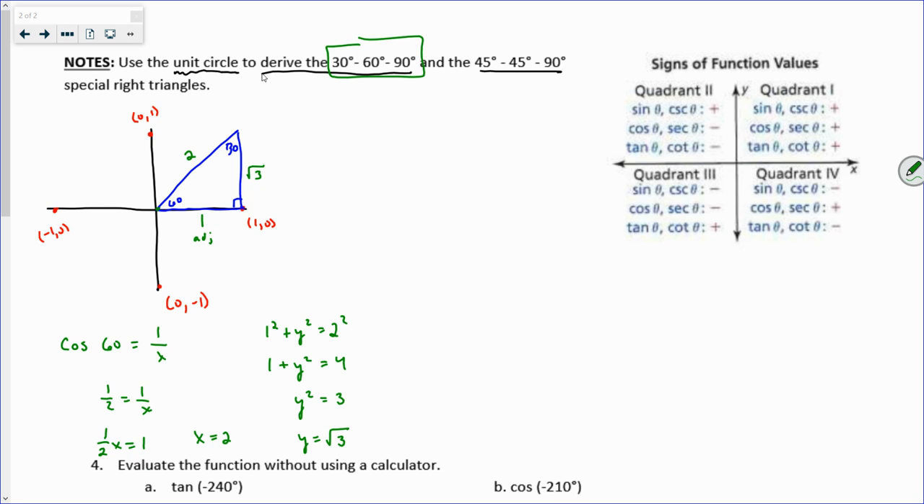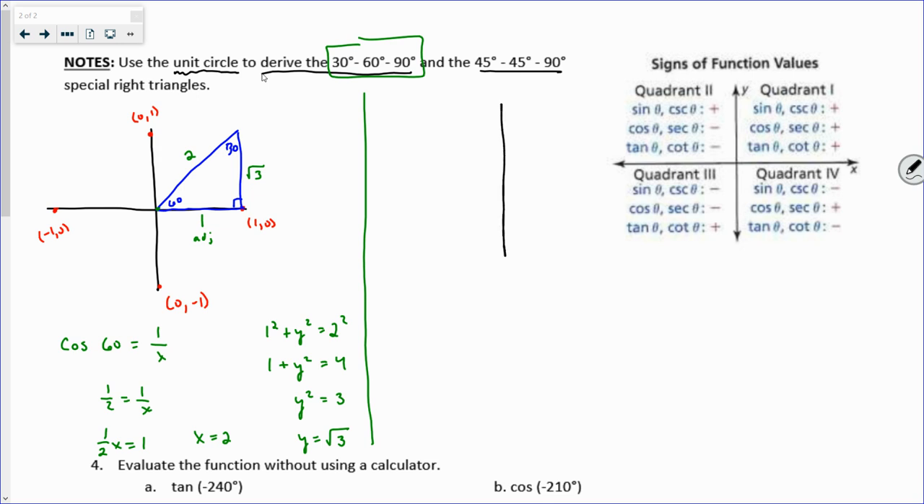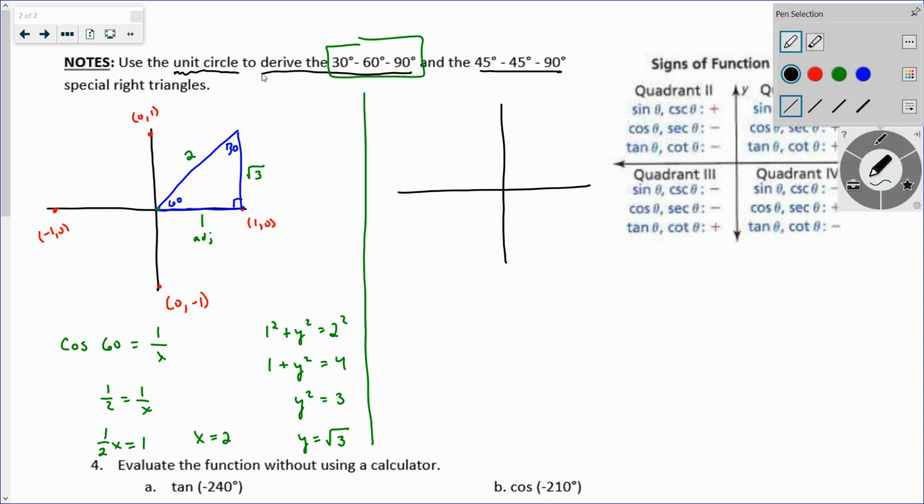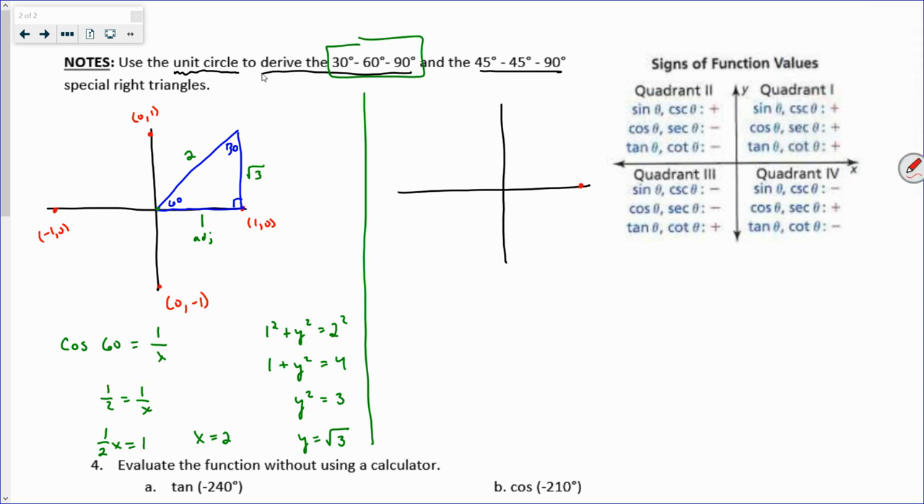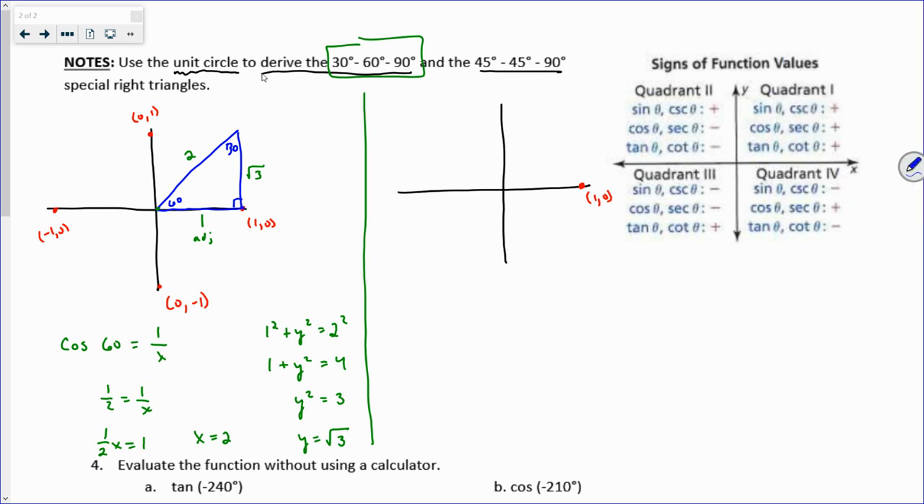All right. Just throwing that out there. So let's try to repeat the process with the 45, 45, 90 triangle. So again, coming out to 1, 0. We'll just stay in the first quadrant. Easier, better that way. Initial side, we're going to try to make a reference angle of 45.